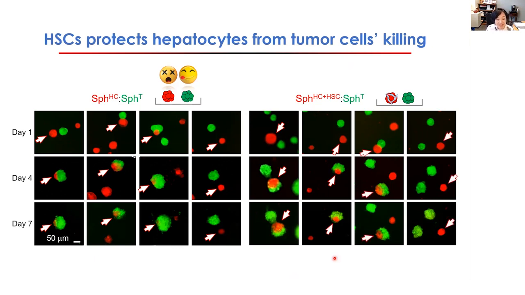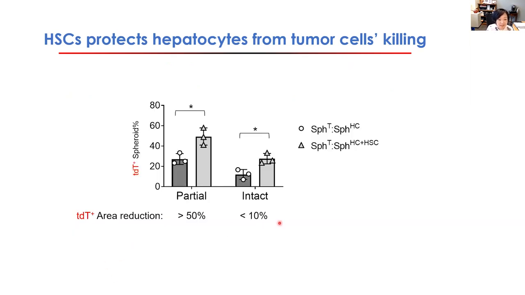But now you can see they seem to have some kind of difficulty swallowing these red spheroids. Over time, yes, red still gradually disappears, but the rate of reduction of the RFP fluorescence is much slower compared to the previous condition. So we quantify these, we call them partial and intact red spheroids after 7 days.